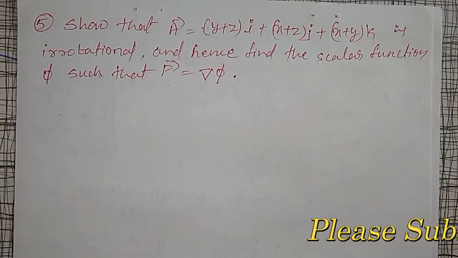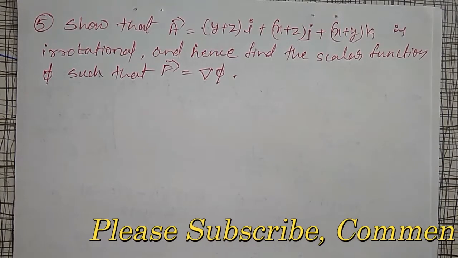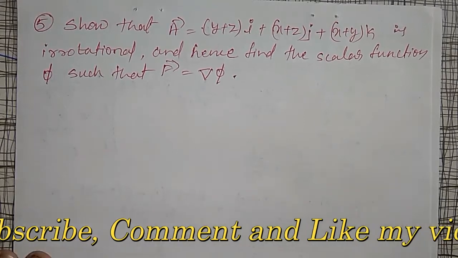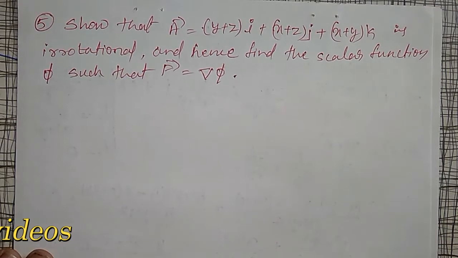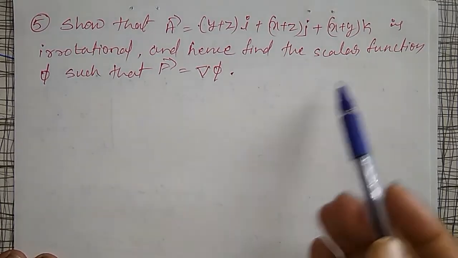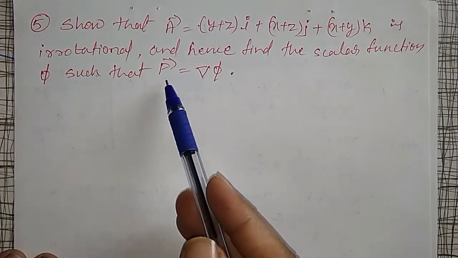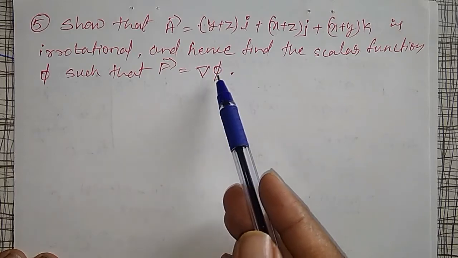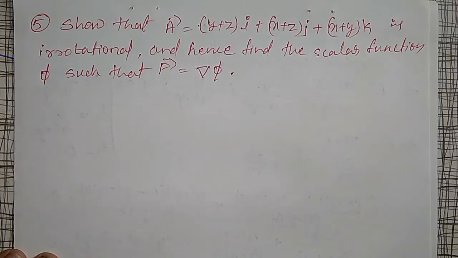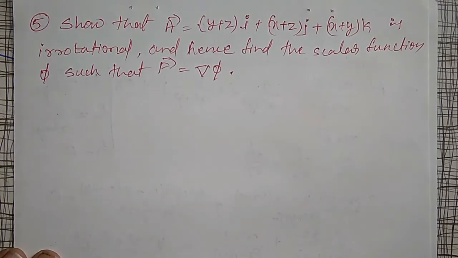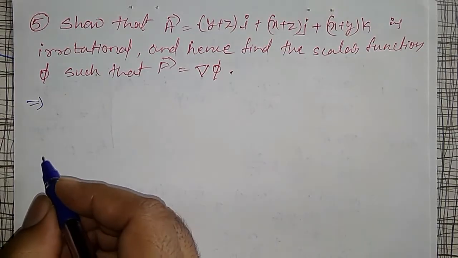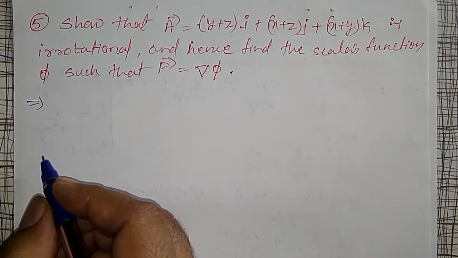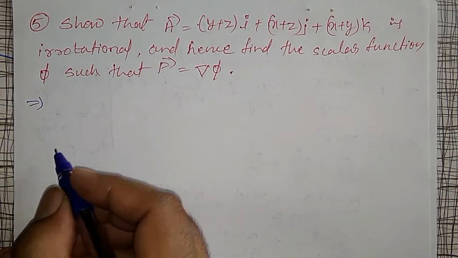Friends, in this video I am going to show that a given vector is irrotational, and also I am going to find the scalar function phi such that vector f is equal to del phi also. First of all, to show that the vector is irrotational, I have to show that curl of f is equal to 0.